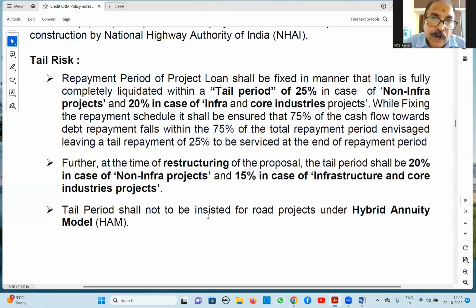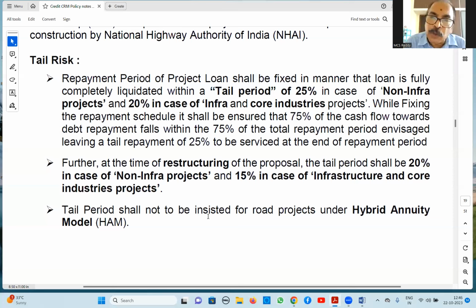That is why, to safeguard this, what they say is, don't fix repayment for the entire 30 years. You fix for 20 or 25 years. You leave some tail period without fixing repayment. That is called the tail period. This tail period is 25% in case of non-infra projects and 20% in case of infra and industries.